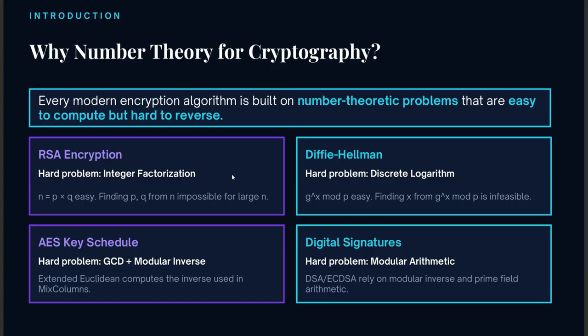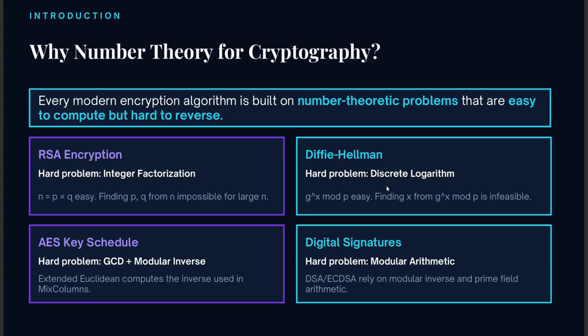In RSA, we choose two large prime numbers P and Q and multiply them: n equals P times Q. This multiplication is very easy for computers, but if an attacker only knows n, finding the original primes, that is P and Q, becomes extremely difficult when these numbers are large enough. This problem is called integer factorization, and RSA security depends on it.